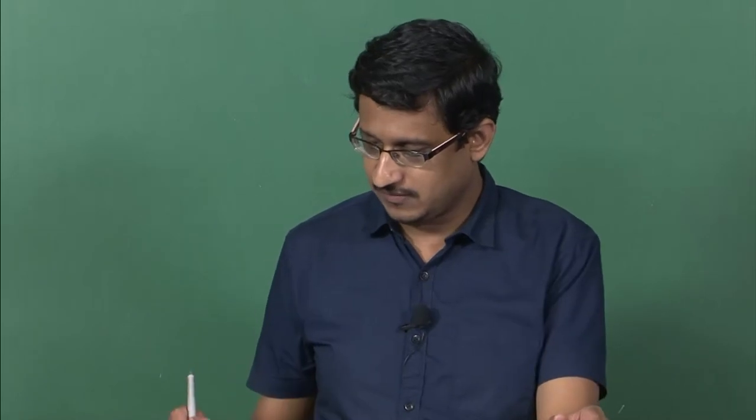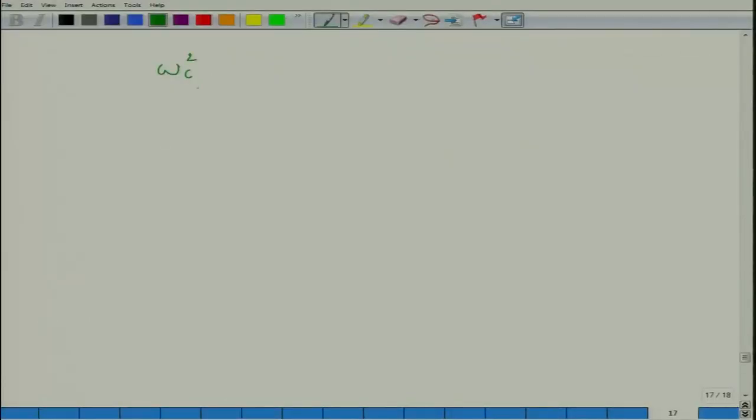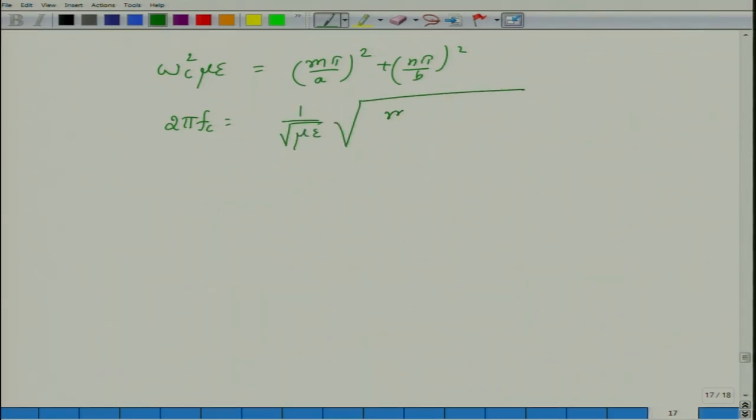So given a rectangular waveguide of certain cross section, the lowest cutoff frequency occurs for the so-called TE10 mode, where m is equal to 1 and n equal to 0. We will see what that cutoff frequency is. Cutoff frequency is given by omega c square mu epsilon equal to m pi by a whole square plus n pi by b whole square. This is in general. Now I can write down omega c, or equivalently 2 pi fc, as 1 by square root of mu epsilon times square root of m pi by a whole square plus n pi by b whole square.